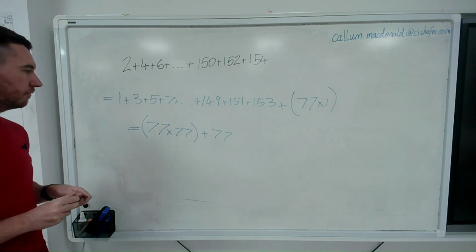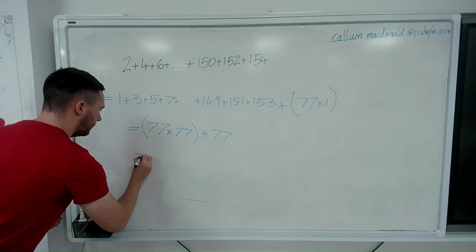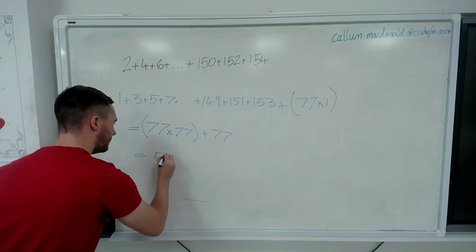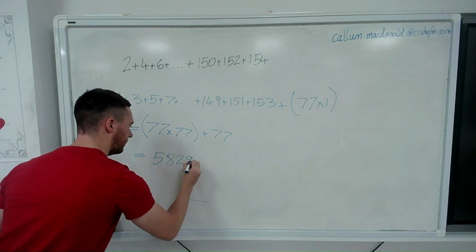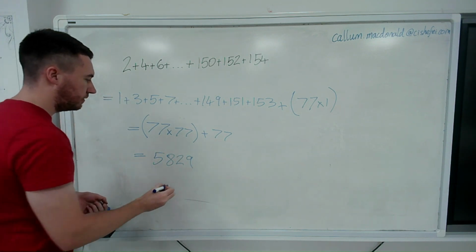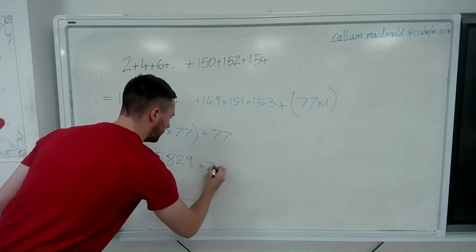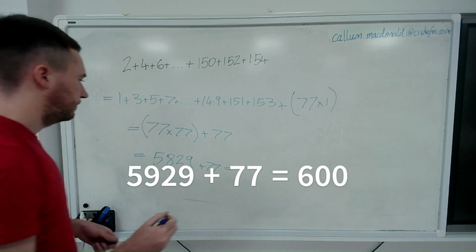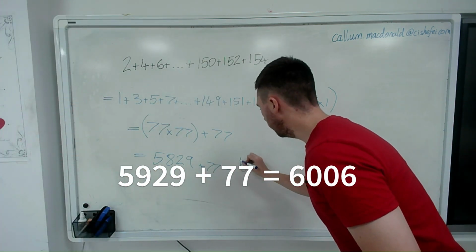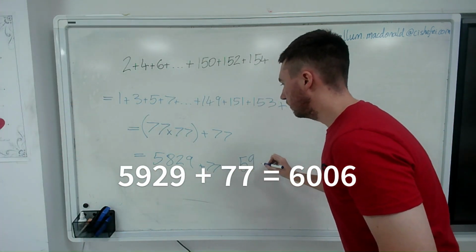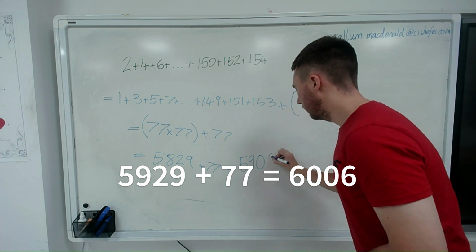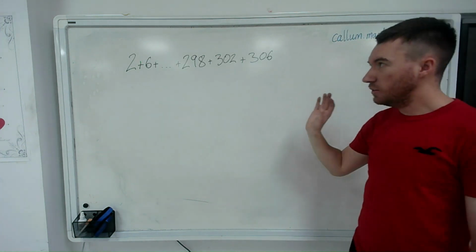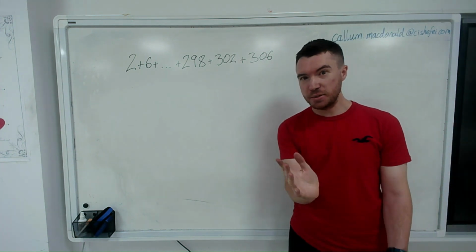Yeah. From before, we know, I hope I can remember, that this is 5,829. We have another 77. So this is equal to 5906. Answer. Okay, the last question, and again, it's a tough one.